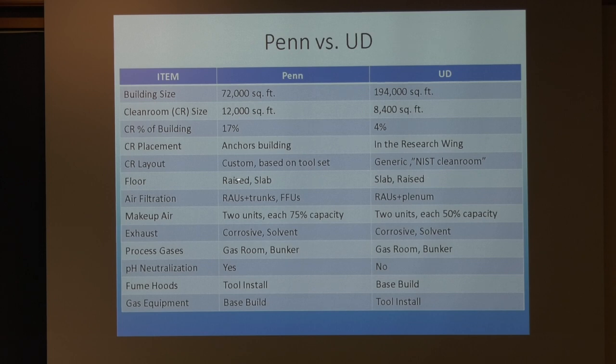In terms of makeup air units, both facilities have two makeup air units. None of them is fully redundant. The one at the University of Pennsylvania is 75% redundant. The one at the University of Delaware is 50%. Both facilities have an exhaust and corrosive exhaust system, corrosive and solvent. Each of them has a bunker and a gas room.